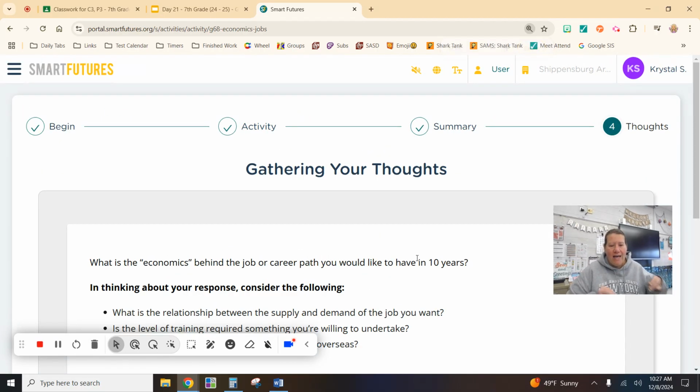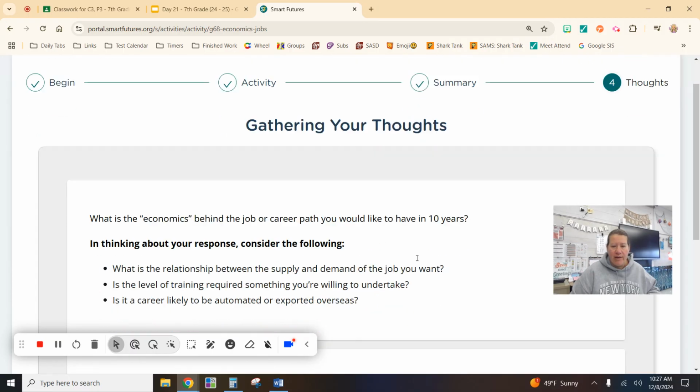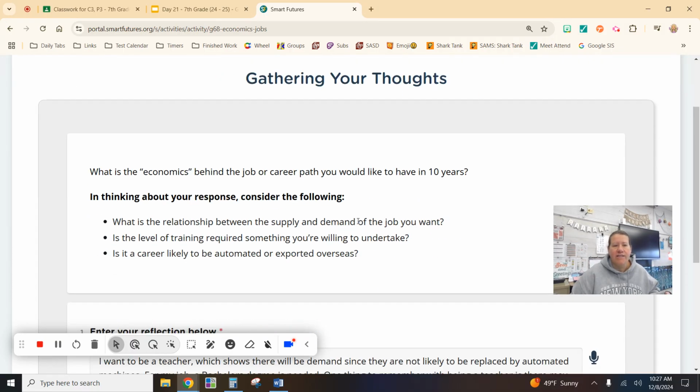So, what's the economics behind the job or career path you would like to have in 10 years? This is where we would see if there's a trend, like if it's growing or shrinking, and I can show you where that is in a moment. But you also have, what is the relationship between supply and demand? So basically, are there going to be enough jobs for you or not going to be jobs for you in the future? That's the trend. I'll show you where to find it.